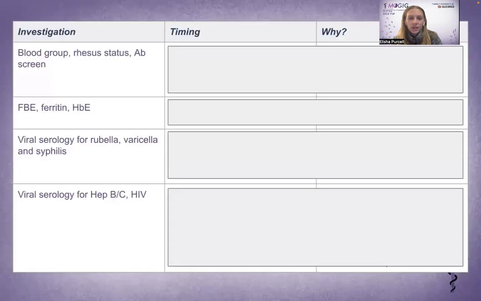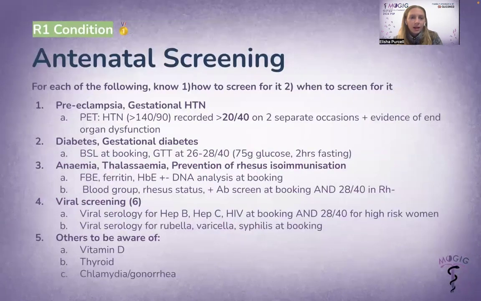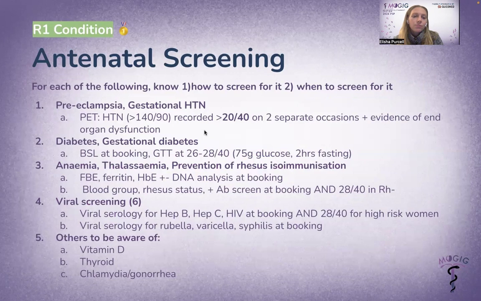Righty, so that leads us on to the next matrix topic: antenatal screening, another R1 condition. This one's pretty big, and the topics I'm covering in this first section are quite interwoven in terms of antenatal schedule, antenatal screening, and all these things. So it's good to make sure you know your basics with this because it does come up across different matrix conditions.